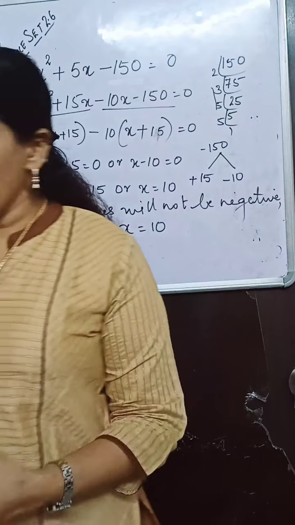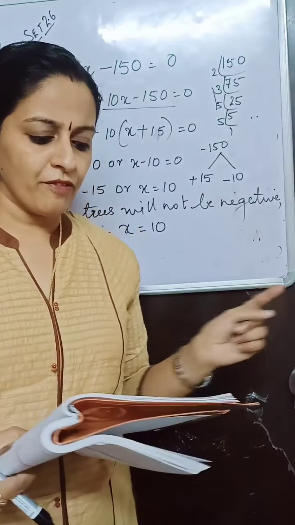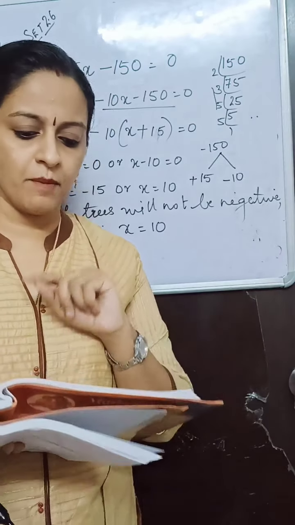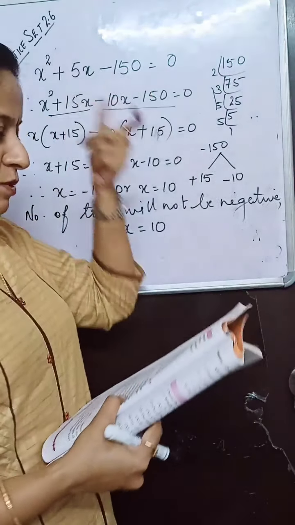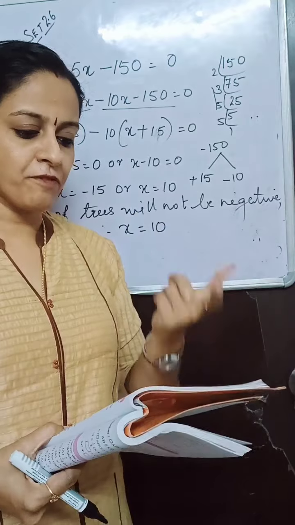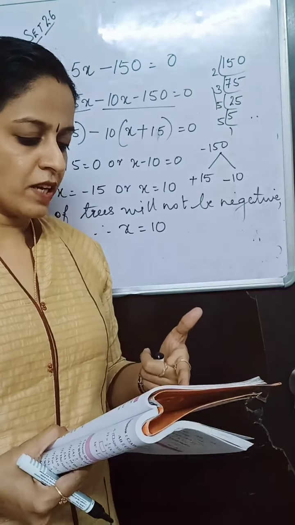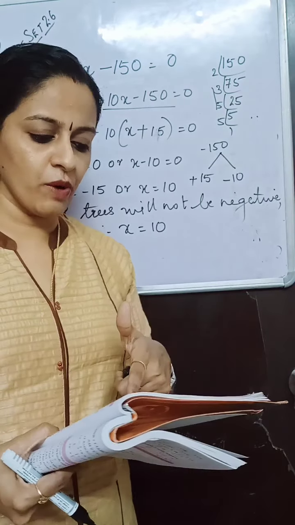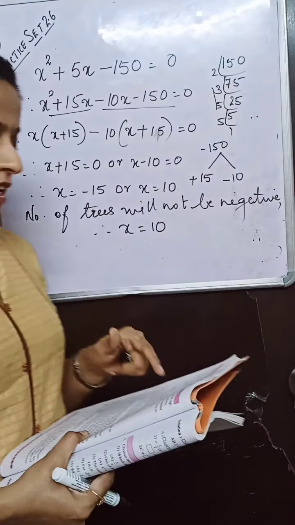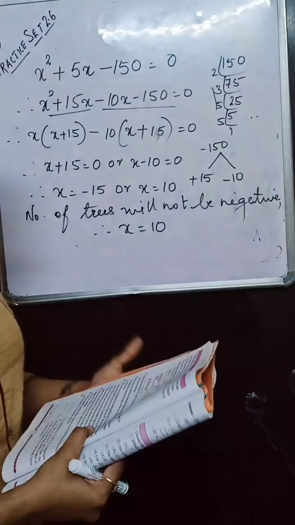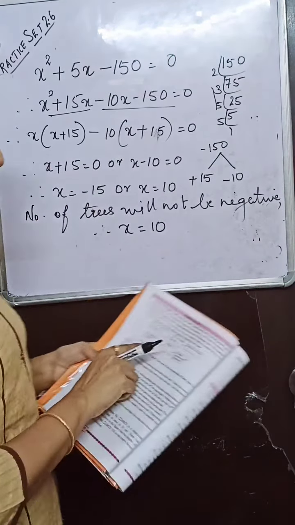What is the question now? Frame. Number of trees in column x. Number of trees in row, you got x plus 5. Total number of trees is 150. Then you frame the equation. Find x. Number of trees in column will be how much? X was 10. 10 trees.